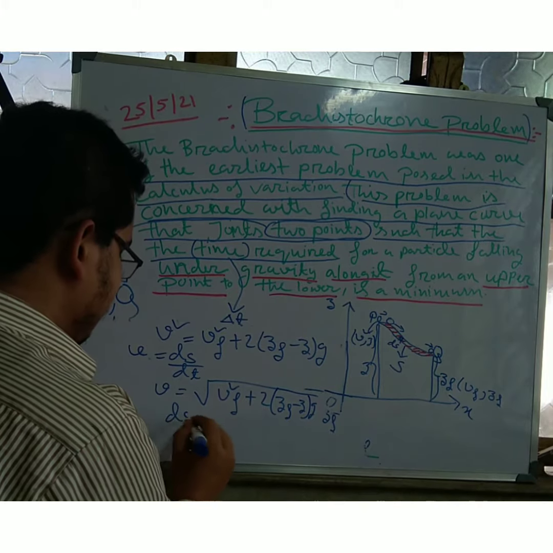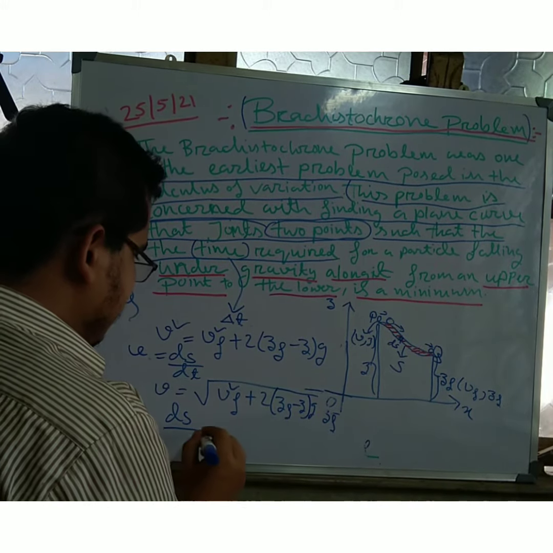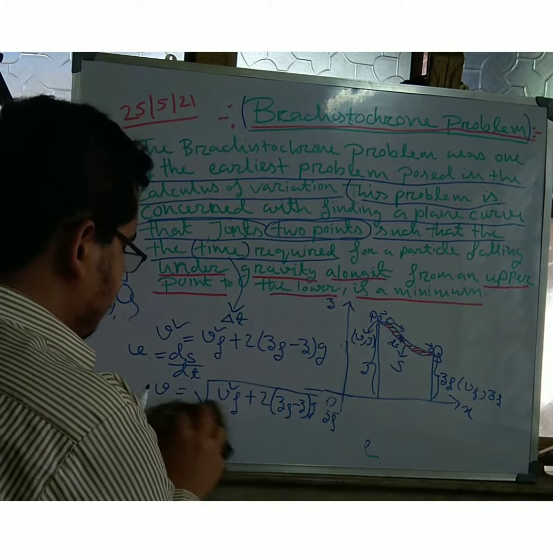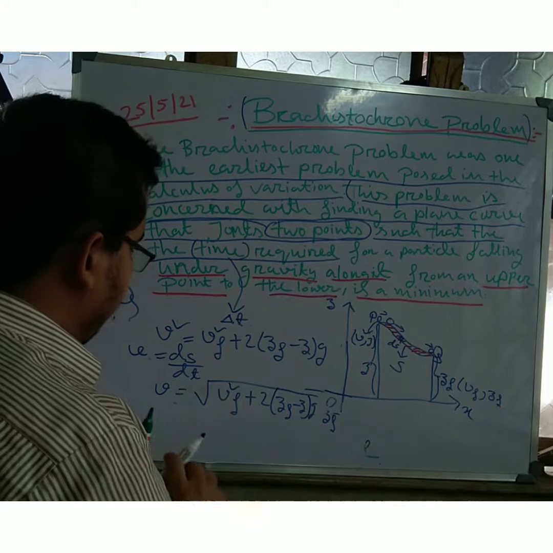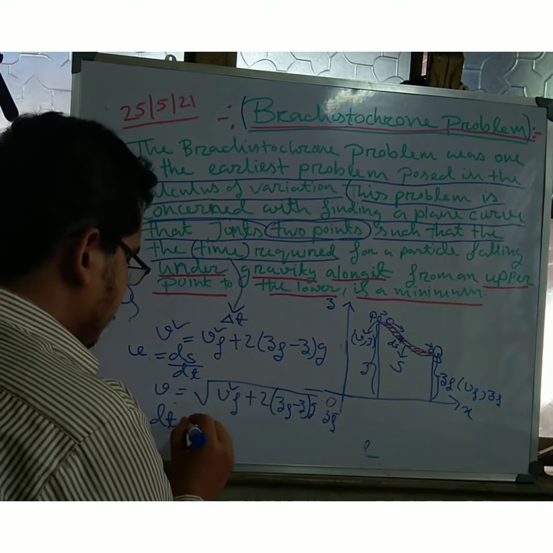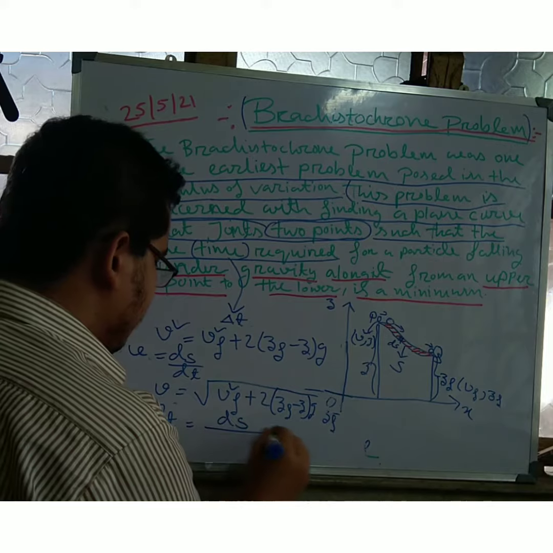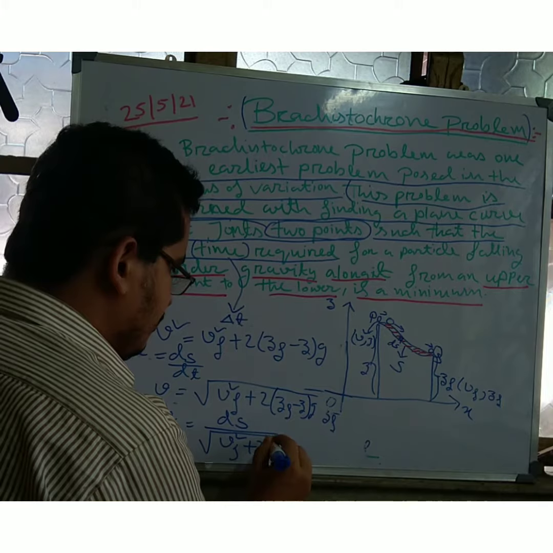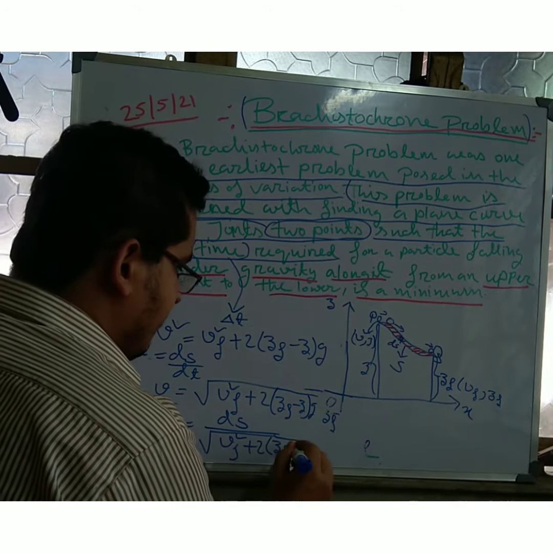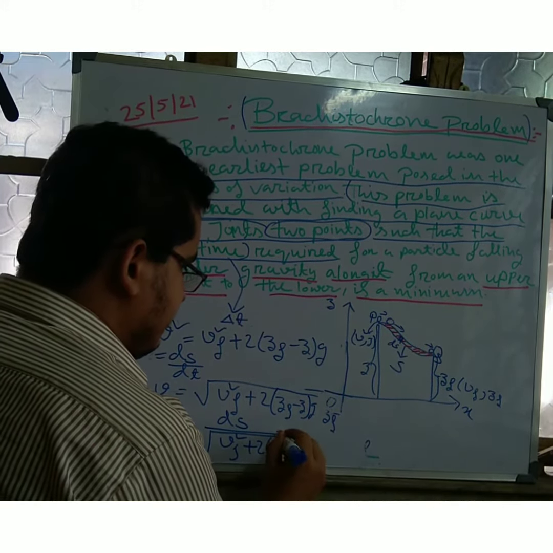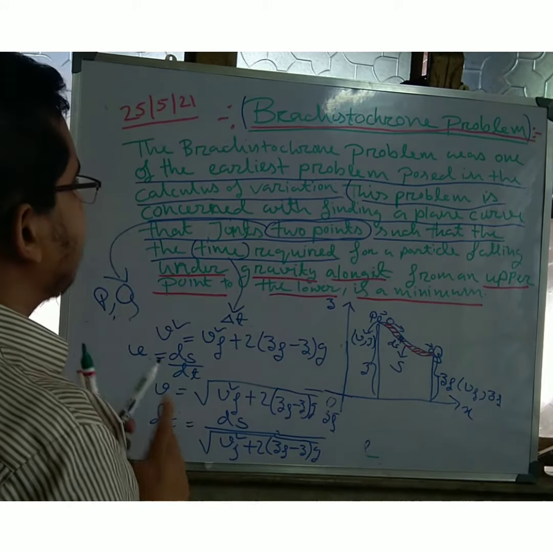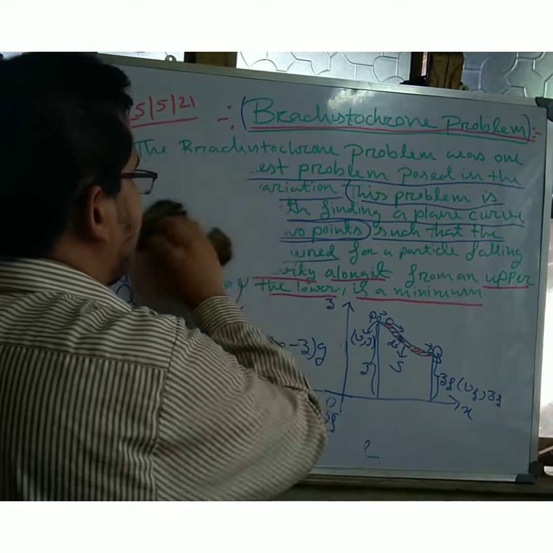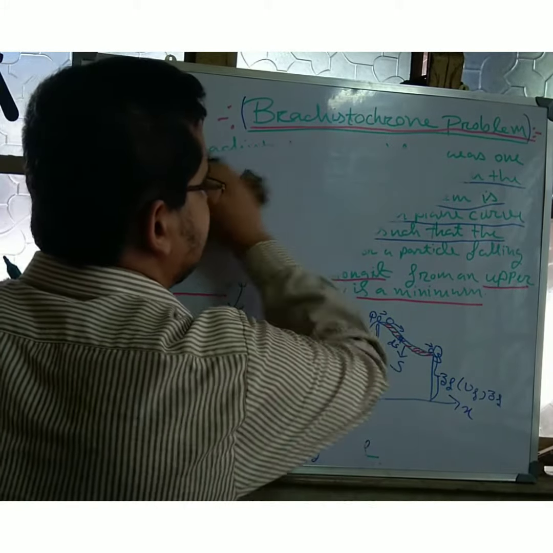And ds by dt, so friends, you will see that dt is equal to ds divided by the root of v square F plus 2 g into ZF minus Z. This is the formula, friends. So friends, I think you will write this formula. I will just remove this formula, okay? I hope you will write everything.